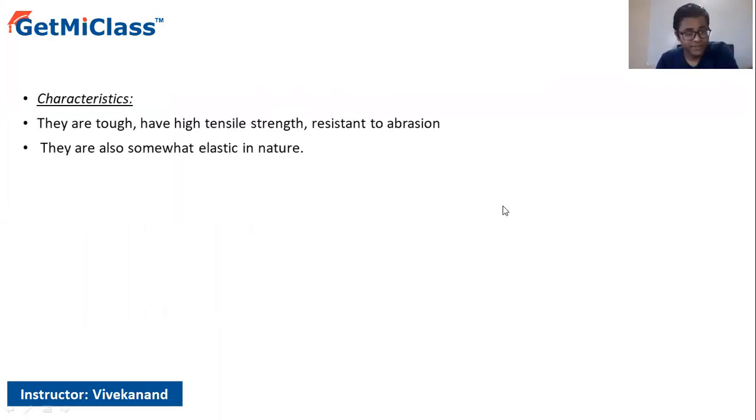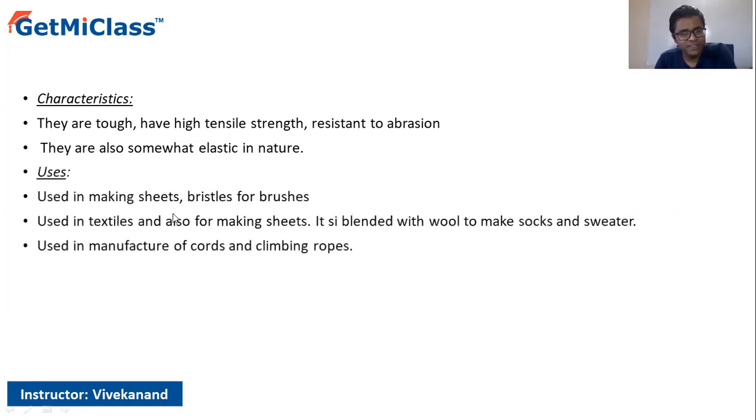Yes, its characters and uses. The characters of nylon 6,6 are that it is very tough, has very high tensile strength, and is resistant to abrasion. It is somewhat elastic in nature. Due to this, it is used in the preparation of sheets and bristles for brushes. It is used in textiles for making sheets. It is also blended with wool to make socks and sweaters. It is used in the manufacture of cords and climbing ropes.